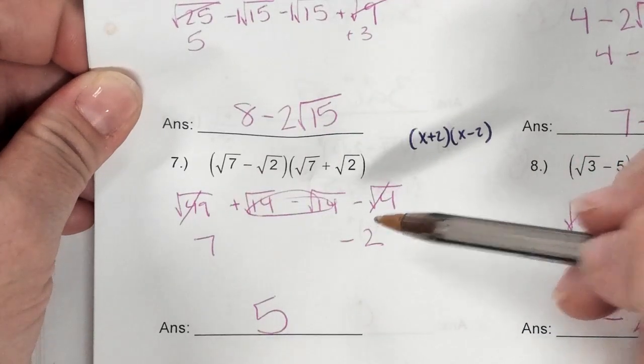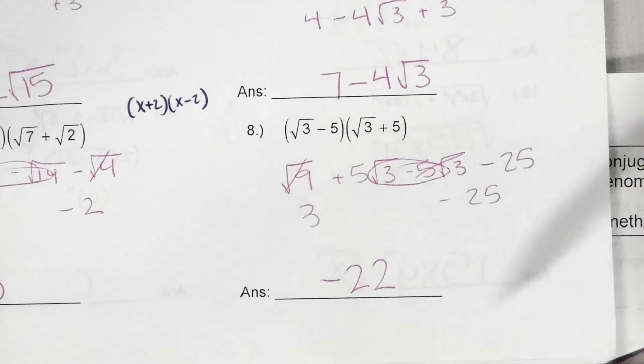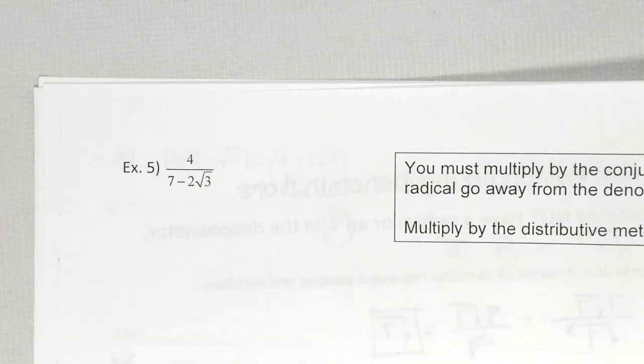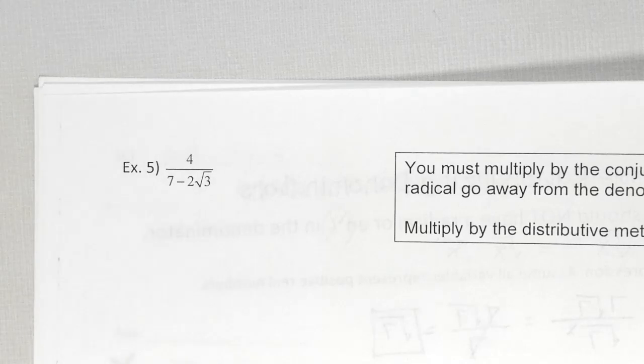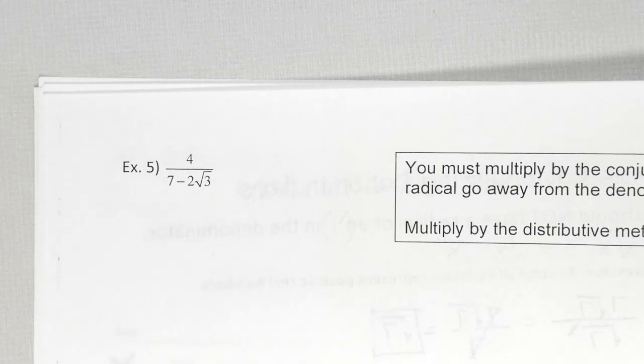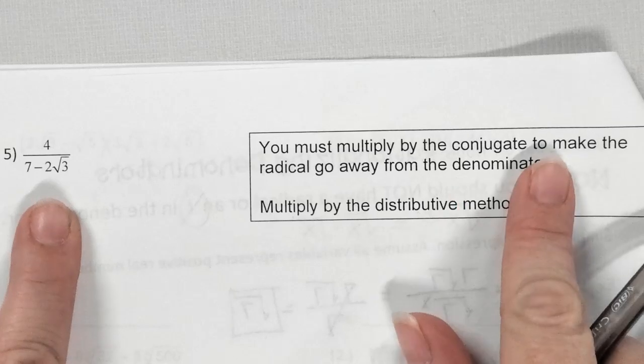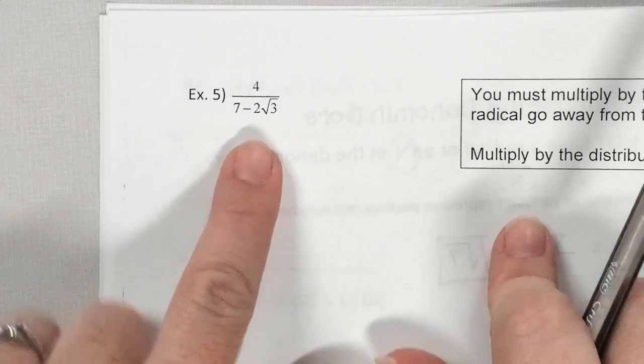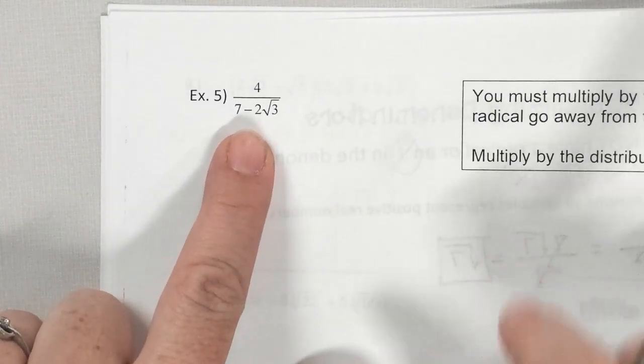Yes? Well, look, here's another one. Did it do the exact same thing? Yes. So that happens every time when you multiply by the same thing with a different plus or minus sign. Okay, so we call that the conjugate. So that's a fancy word. It's right here. You must multiply by the conjugate. Okay, so what is the conjugate of this?